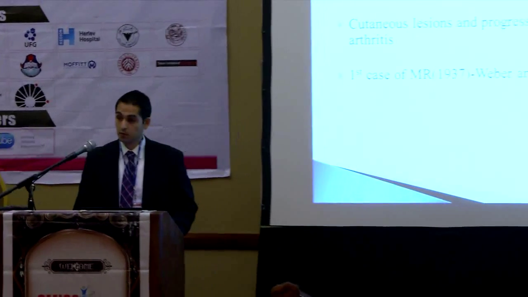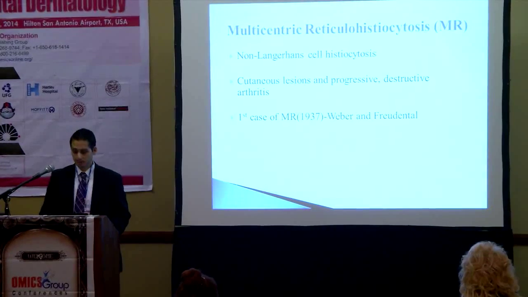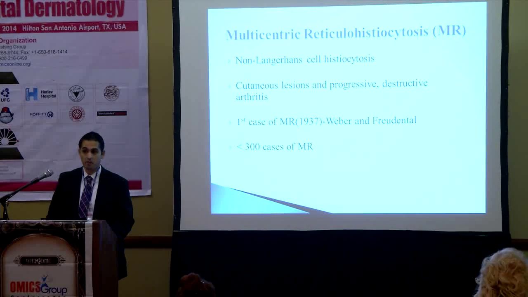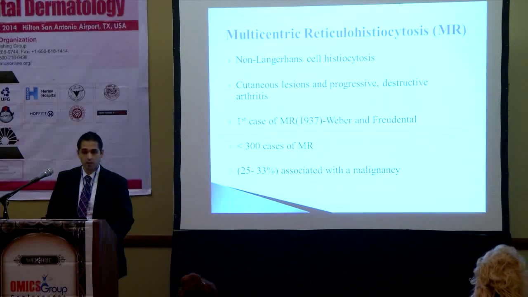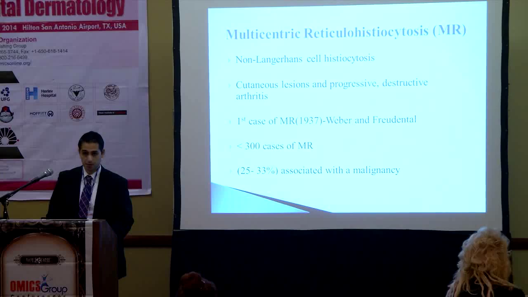I will refer to this condition as MR from now on. It's a rare non-Langerhans cell histiocytosis. It's a multi-systemic disease. However, skin and joints are most commonly involved. Weber and Frudenthal were perhaps the first people to adequately describe the first case of MR back in 1937, and since then, less than 300 cases of MR have ever been reported. And most significantly, 25 to 33% of these cases are associated with a malignancy.